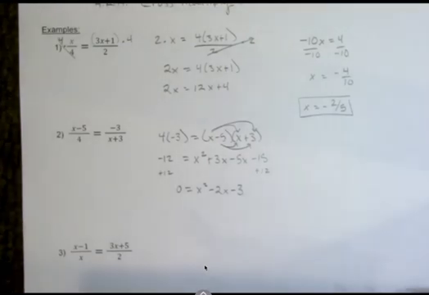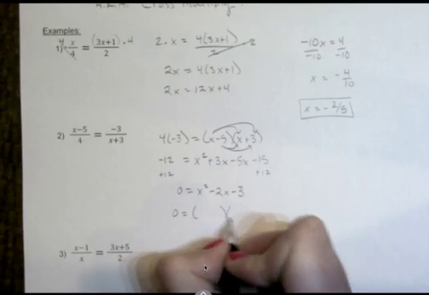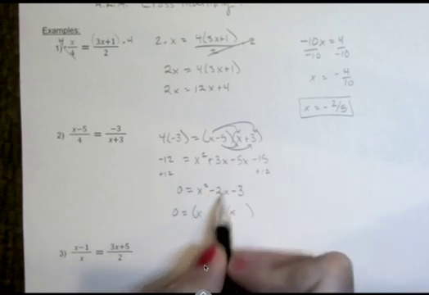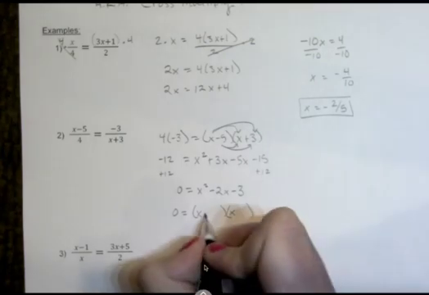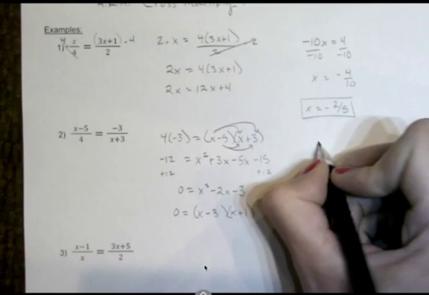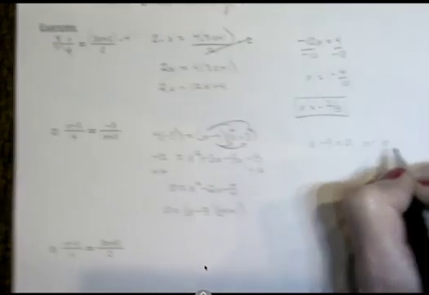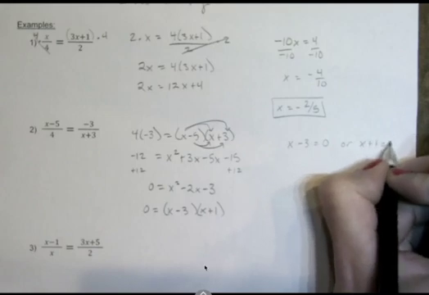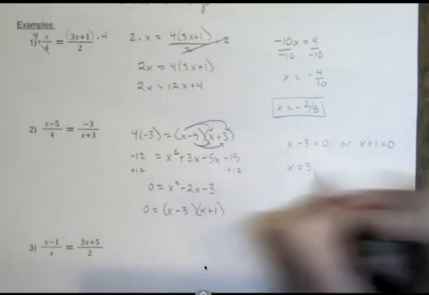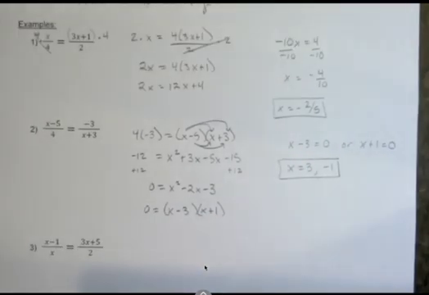I'm going to solve this by factoring. So I've got 0 equals two numbers that have to multiply to be negative 3 and add up to be negative 2, which would be negative 3 and positive 1. Set each factor equal to 0. So we've got x minus 3 equals 0 or x plus 1 equals 0. I'm going to add 3 and subtract 1. So there are my two solutions there.